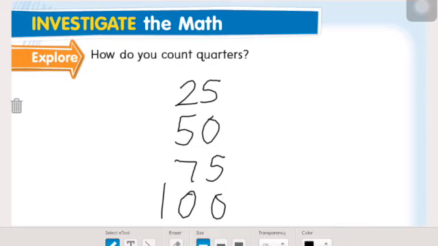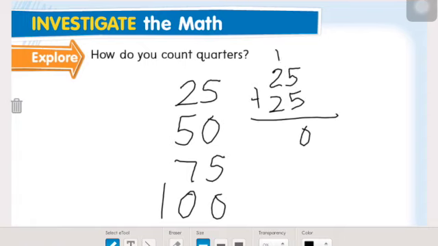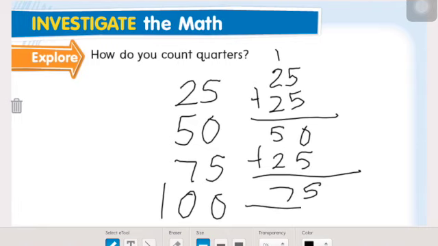And the reason that they're that amount is because if we were to add 25 plus 25, that would equal 50. If we add 50 plus 25, that's 75. And if we add 75 plus 25, that is 100. So 25 plus 25 is 50. Plus 25 is 75. Plus 25 is 100. One more time. 25, 50, 75, $1.